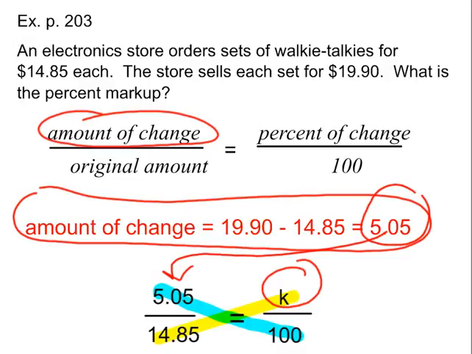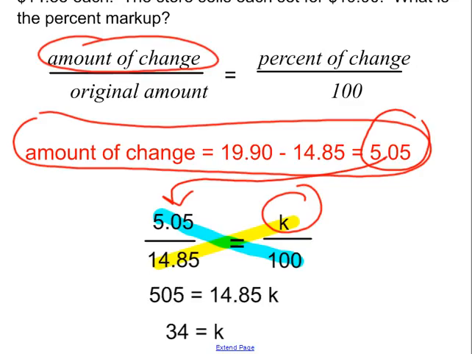This shows that we cross multiply 505 times 100 equals 1485 times K. When we do that, we get 505 equals 14.85 K. We have to divide each side by 14.85 because we want to get K by itself. And we find that K equals 34. And we have to remember that that's a 34%, because we're looking for percent of markup. So there's a 34% markup on the walkie-talkies.